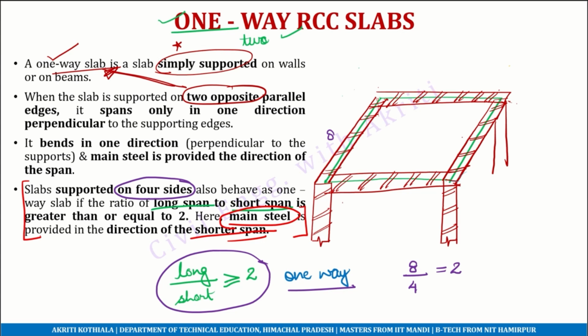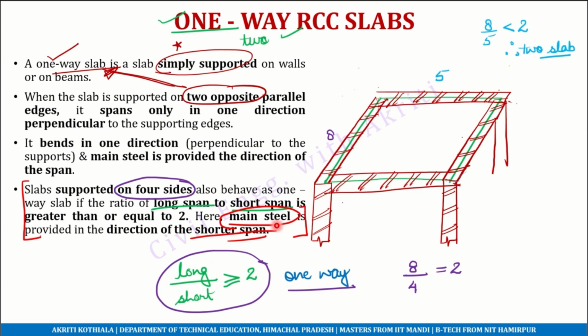On the contrary, let's say this is 5. So the ratio will be 8 upon 5. 8 upon 5 will be less than 2, which means it will be a two-way slab. So whenever a slab is supported on all the four sides, we have to be very careful in determining whether it is to be designed as a one-way slab or a two-way slab.